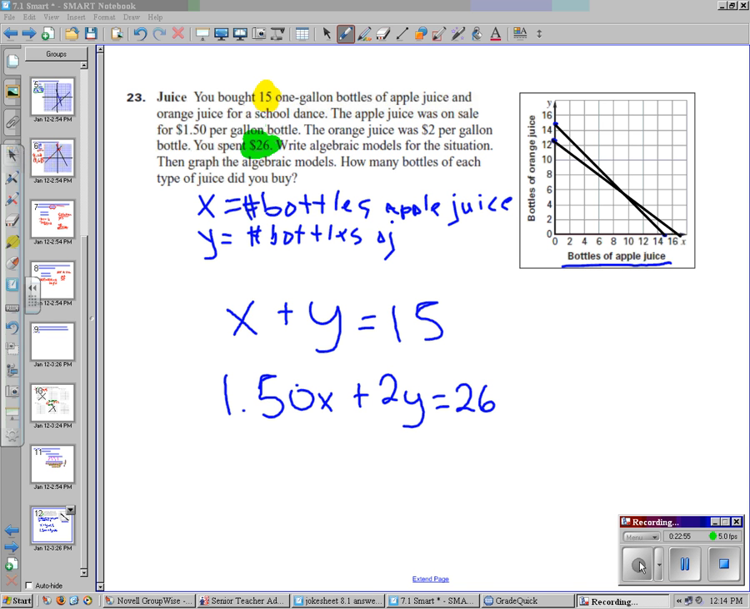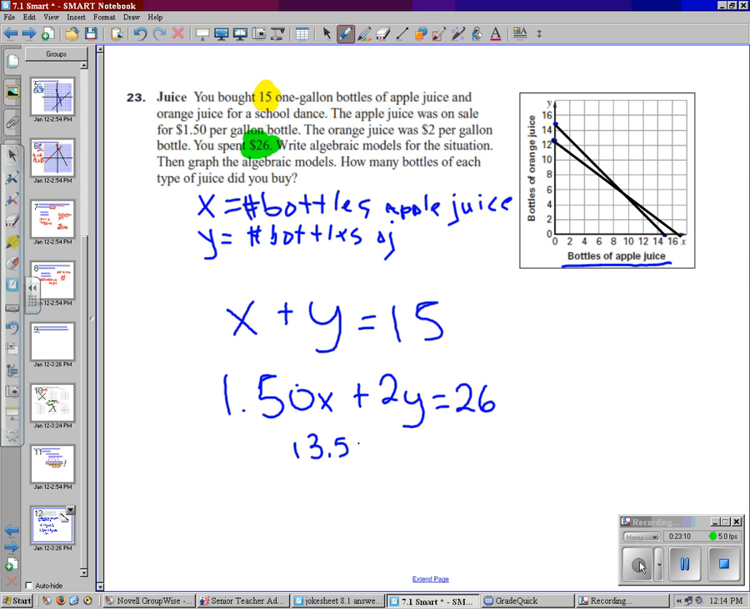Life works good. Okay, now you got your calculator handy. What's 9 times 1.5? 13.5. 13.5 plus 2 times 6 is, so what's 13 and a half plus 12? 25.5. Ooh, 25.5 is not quite 26, so 9 and 6 is not a solution. Okay, it looks pretty close, but it's not there.